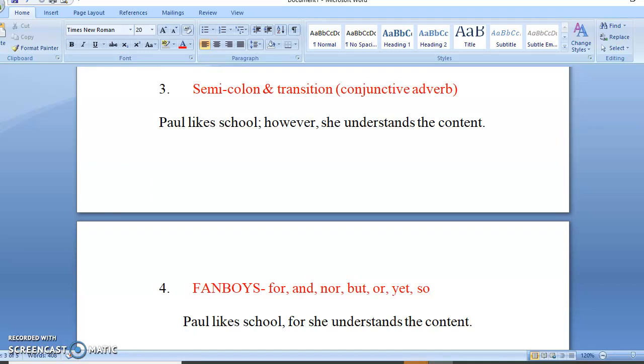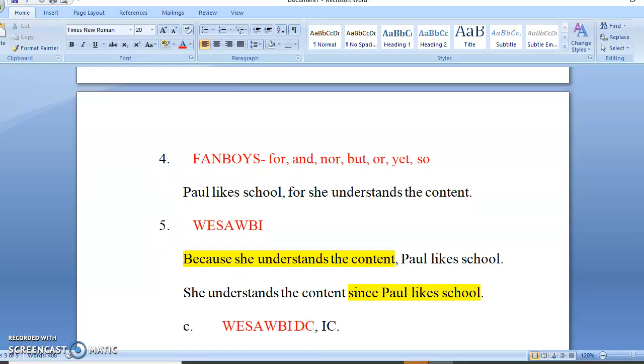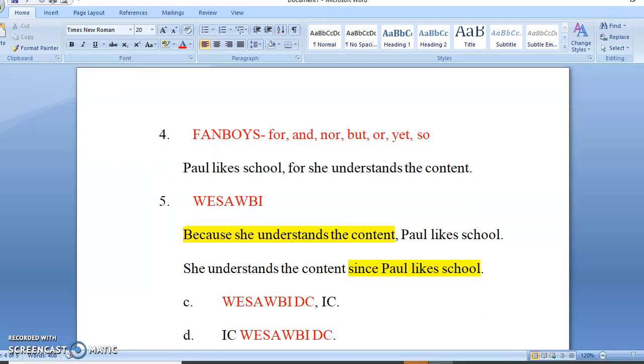We have Paul likes school, comma, for she understands the content. So we have independent clause, comma, independent clause. Well, it's independent clause, comma, FANBOYS, independent clause. Okay? And the last one is using the WASABI.